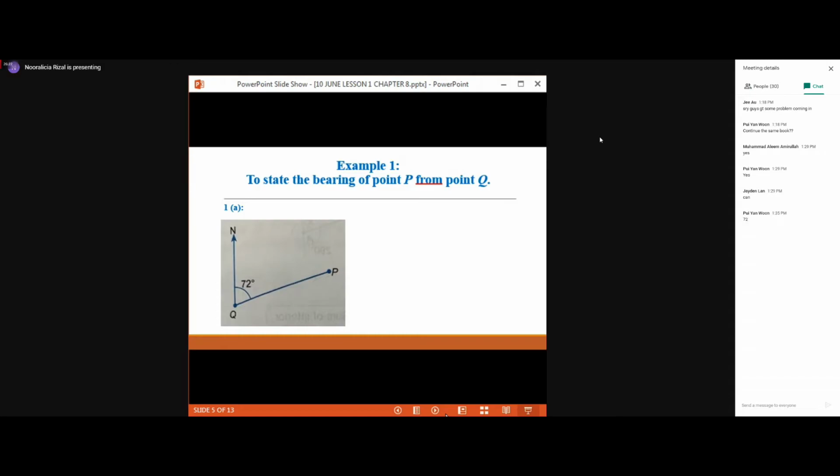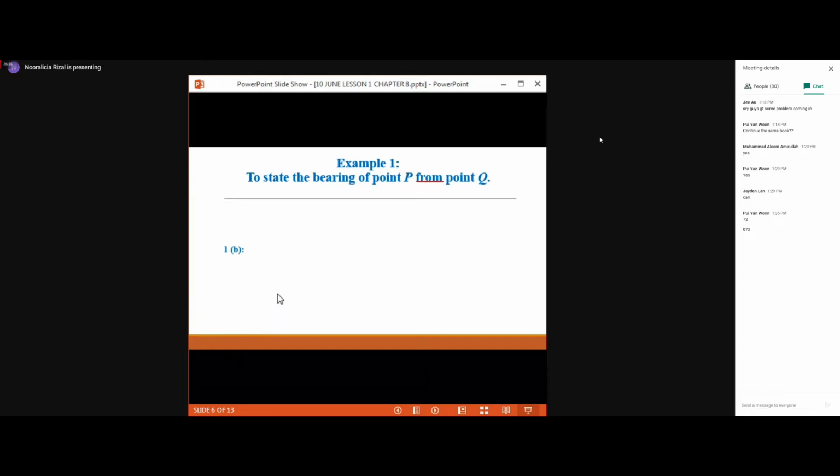Okay, Puyen says 72. But remember, bearing, how many digits? 3, isn't it? So it cannot be 72 degrees only. Yes, 072. Explanation is exactly the same as just now. Again, from point Q, you have to have your north line. It's nicely drawn for you. From the north line, you move in a clockwise direction until you reach the line of PQ or QP.